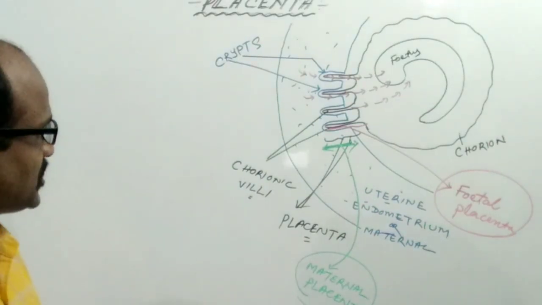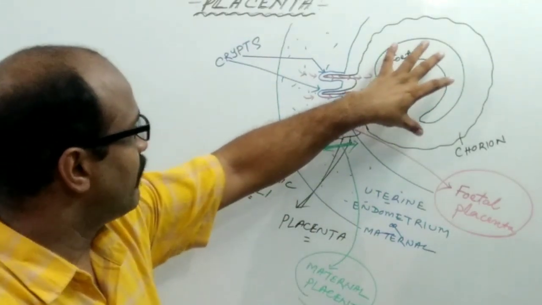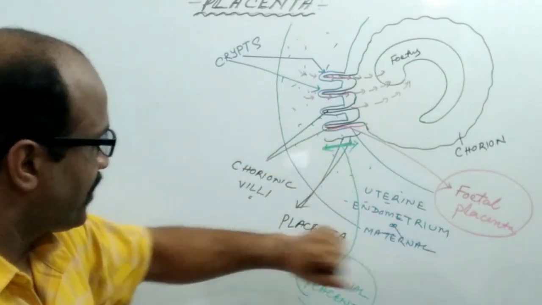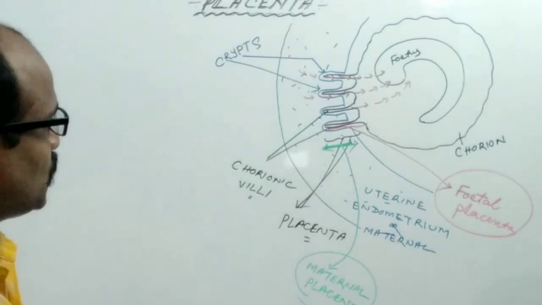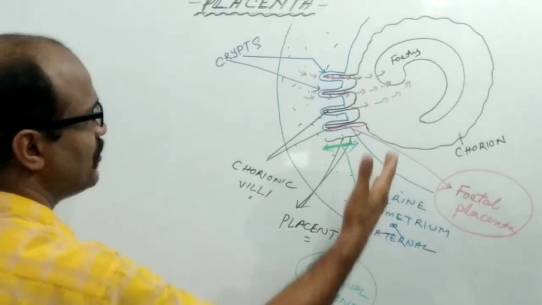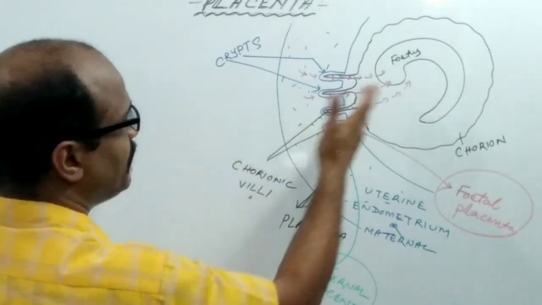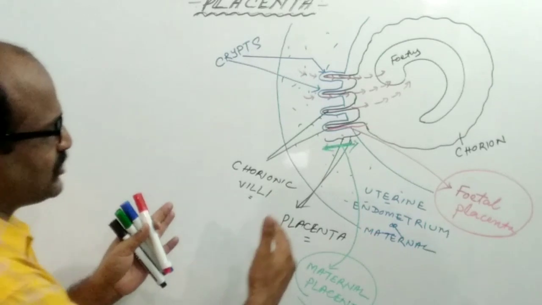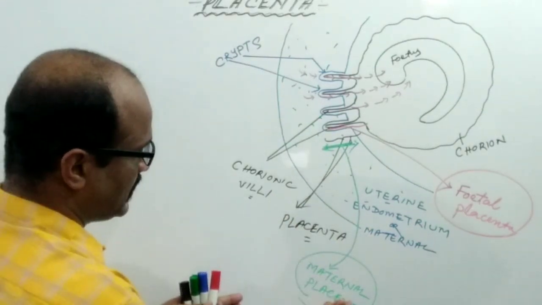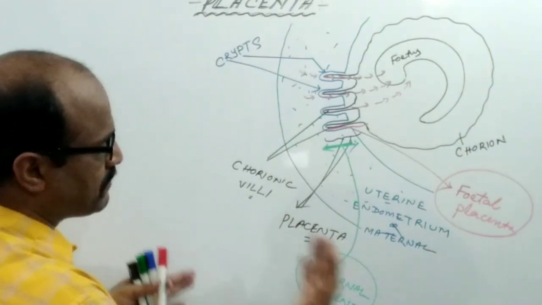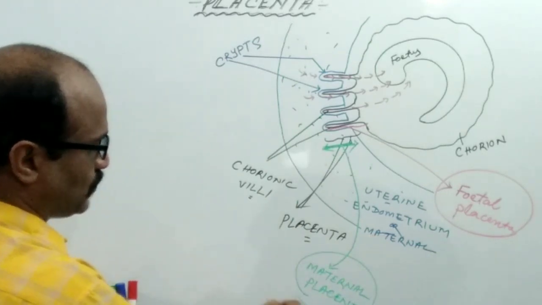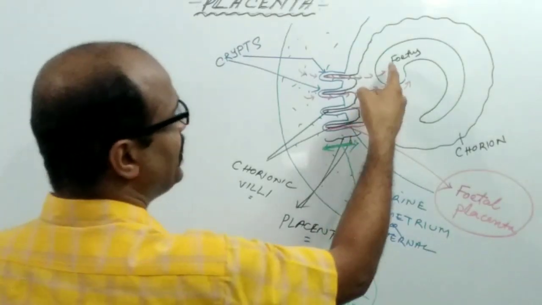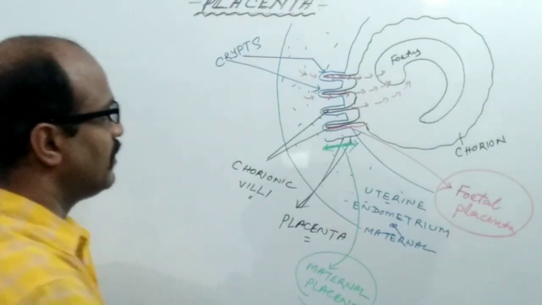Placenta is the connection between the developing fetus and the maternal uterine endometrium, through which the fetus gets nutrition from the mother's body. And here there are two parts. One is the maternal placenta, the part of the placenta derived from the mother's endometrium, and the part of the placenta derived from the fetus is known as the fetal placenta.